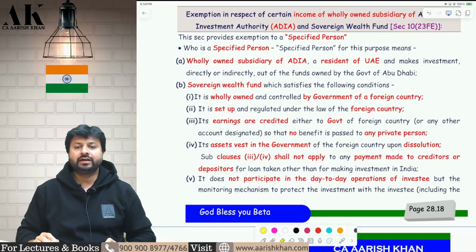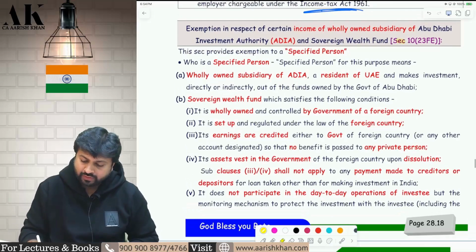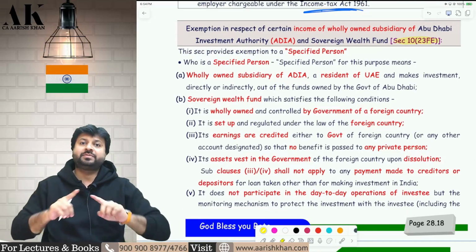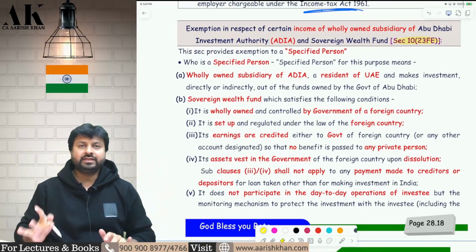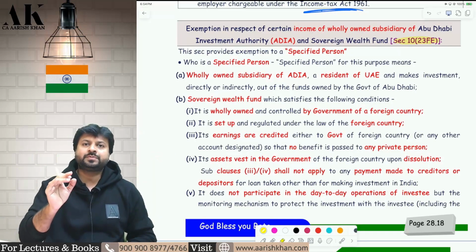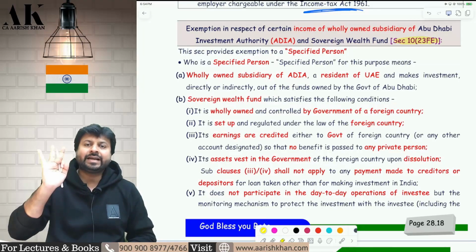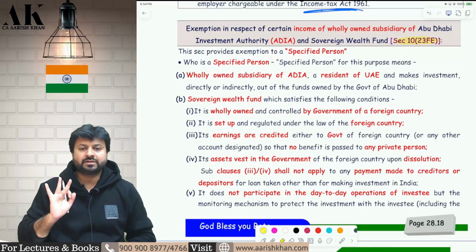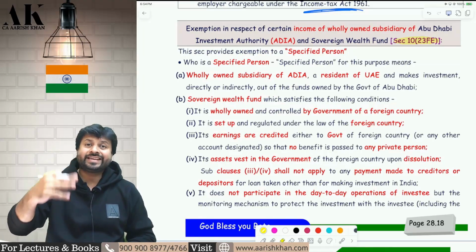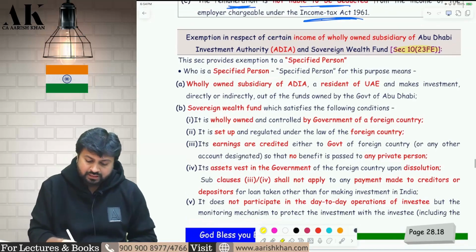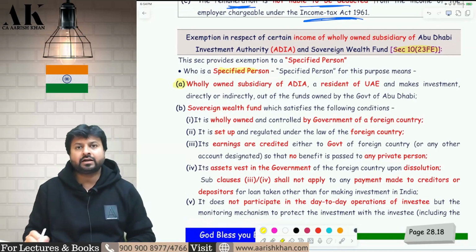Now let's go ahead with one last exemption which is given under section 10(23FE), but this one last exemption is the biggest of all the exemptions. In this case, the exemption is given to certain specified persons. First of all, we need to know who are the specified persons. There are three categories of people who have been covered under specified person. So let us try to understand the three categories of specified person first. Specified person number one is covered under point number A.